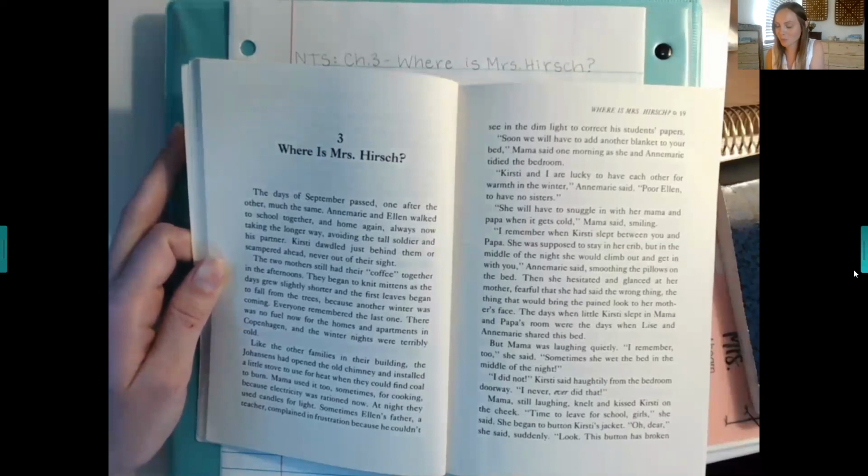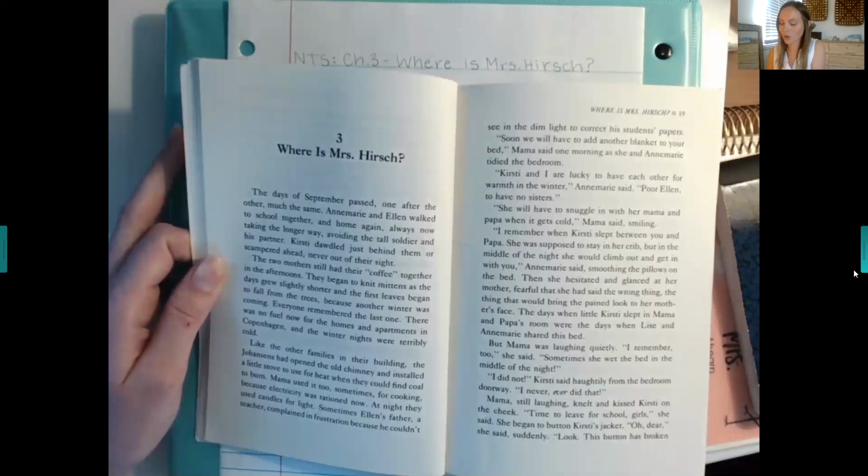Everyone remembered the last one. There was no fuel now for the homes and apartments in Copenhagen, and the winter nights were terribly cold. Like the other families in their building, the Johansons had opened the old chimney and installed a little stove to use for heat when they could find coal to burn. Mama used it too sometimes for cooking because electricity was rationed now. At night, they used candles for light. Sometimes Ellen's father, a teacher, complained in frustration because he couldn't see the dim light to correct his students' papers.